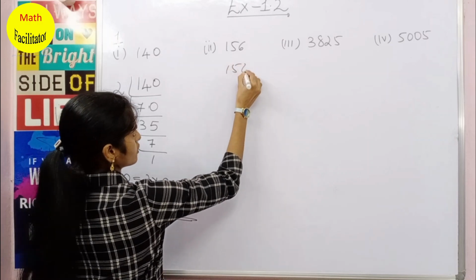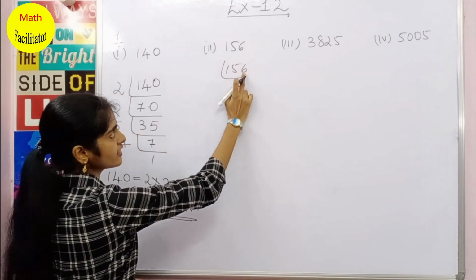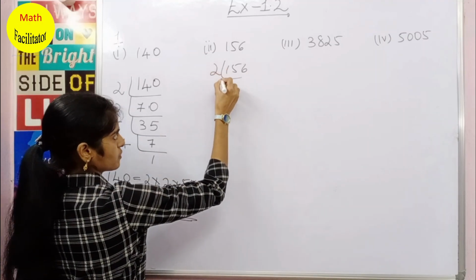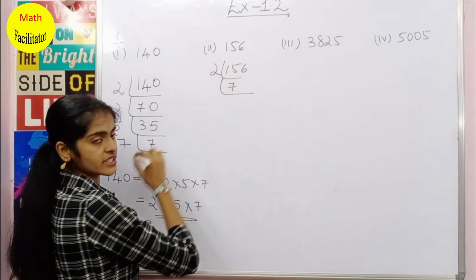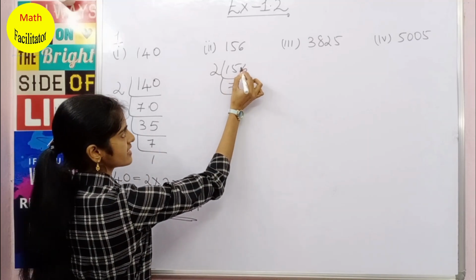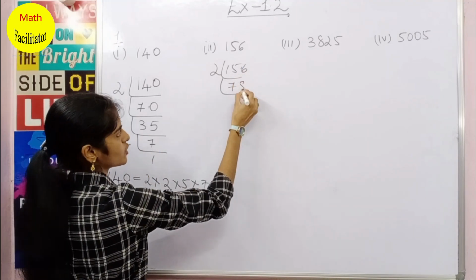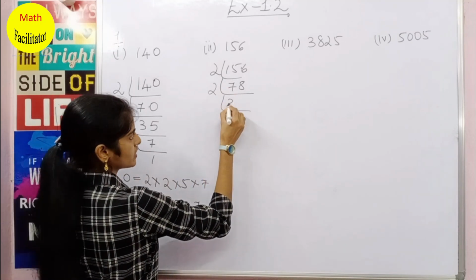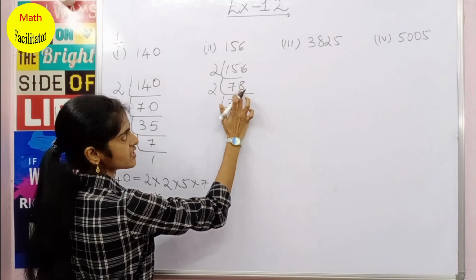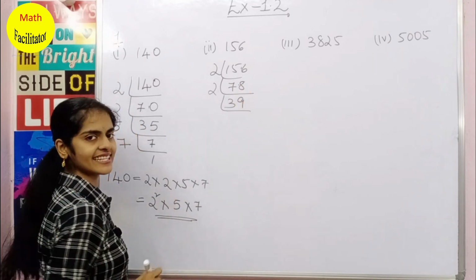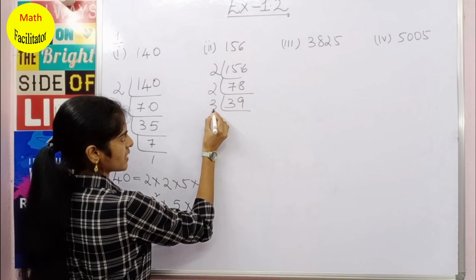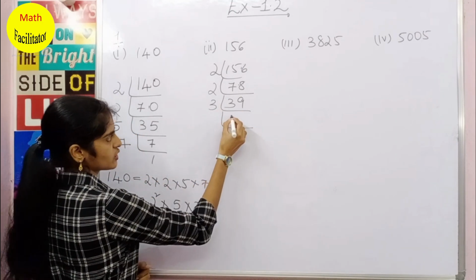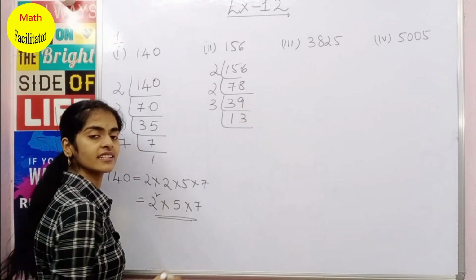156. So this also, by just looking at the units digit, you can see you have 6 here, which means you can divide it by 2, right? So 2 7s are 14. Now out of 15, 1 is the remainder, so this becomes 16. So 2 8s are 16. Again you can divide this by 2. 2 3s are 6. Now 1 is the remainder, this becomes 18. So 2 9s are 18. Now this you can divide by 3, as you can see you have 9 in the units digit. Let us try with 3. So 3 1s are 3, 3 3s are 9.